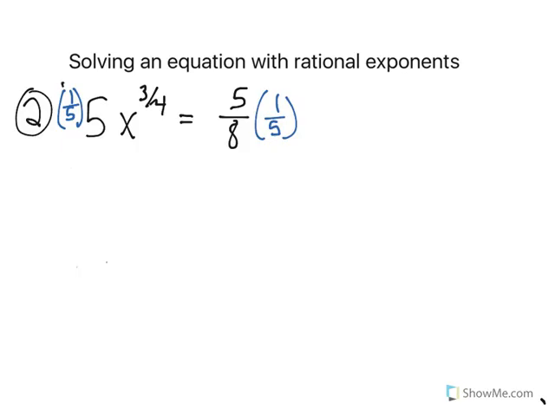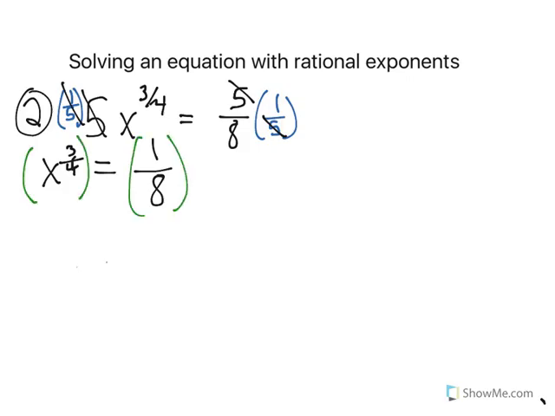And by doing that, these would cancel, so we have x to the 3/4 equals, the 5's here would cancel, 1/8. So our next step is to get the x by itself. If the exponent is 3/4, that means we want to raise to the 4/3 power, which is its reciprocal. So now these cancel, and we just have x equals 1/8 to the 4/3.